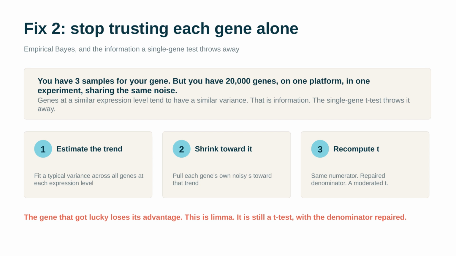This is exactly what limma does with its moderated t-statistic. It is still a t-test. The numerator is unchanged. Only the denominator has been repaired, using information the single gene t-test threw away.